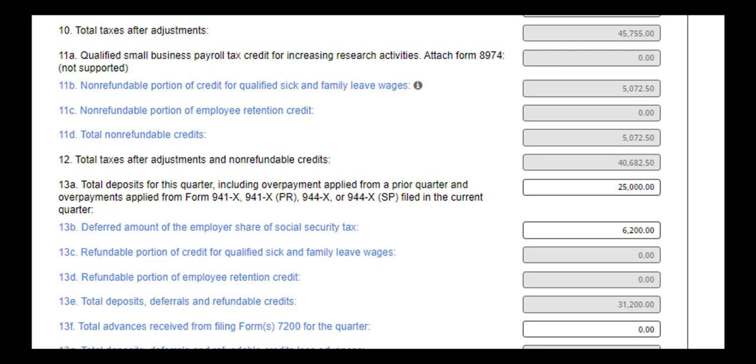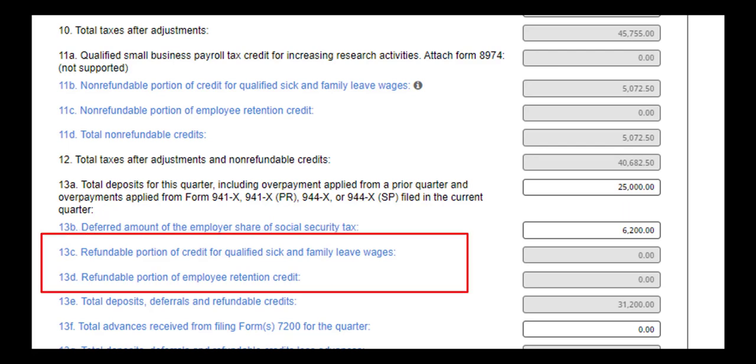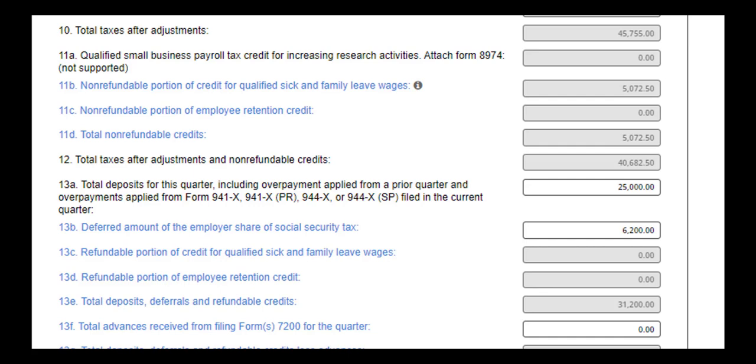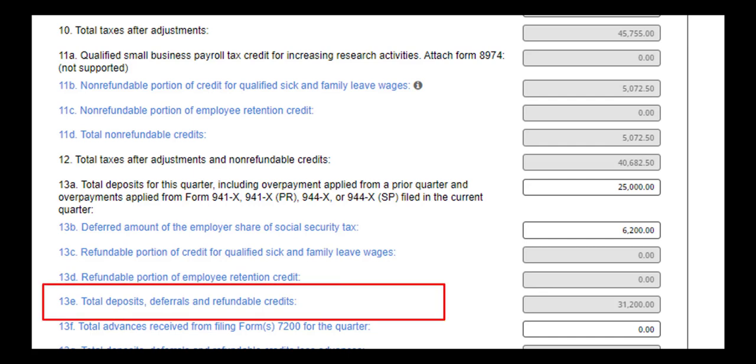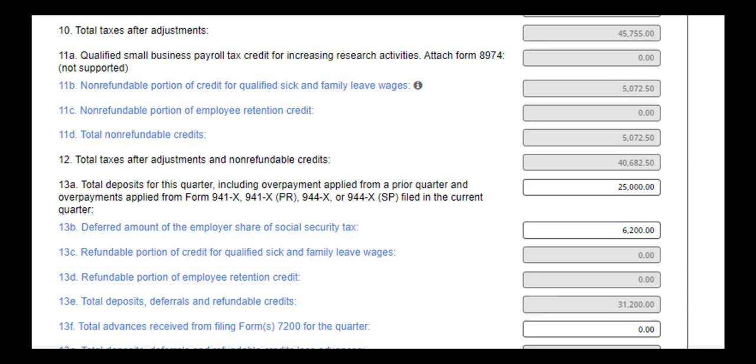New lines 13C and D report the refundable portion of the credits for qualified sick, family leave, and employee retention credits as calculated on Worksheet 1. New line 13E sums the credits. For this example, we'll also need to wait on these numbers until Worksheet 1 is completed.